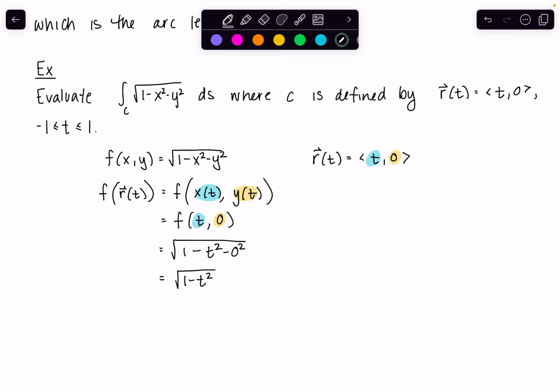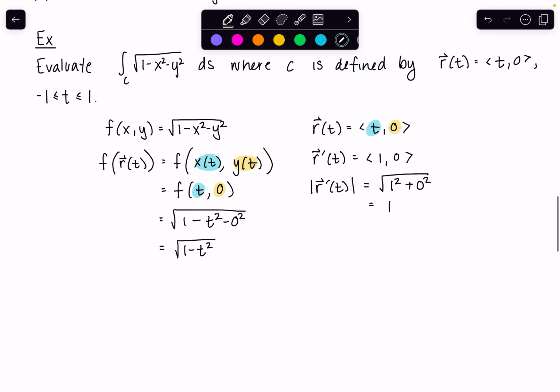The other thing I need to do is find the magnitude of the derivative. The derivative is the vector 1, 0. So the magnitude of this is you do 1 squared plus 0 squared under a square root, and that's just 1. So I have everything I need then to evaluate this line integral.